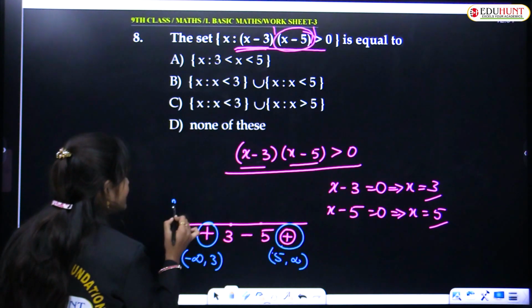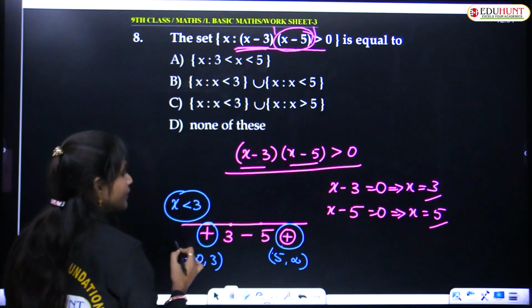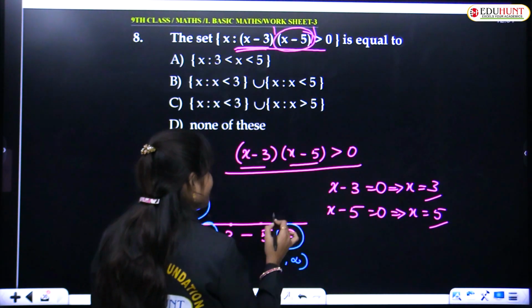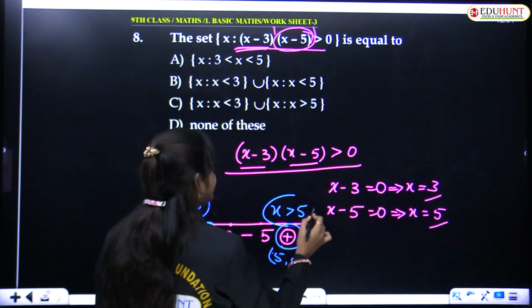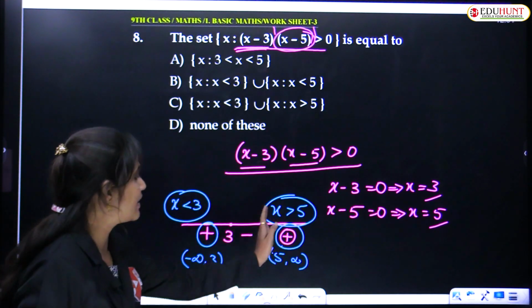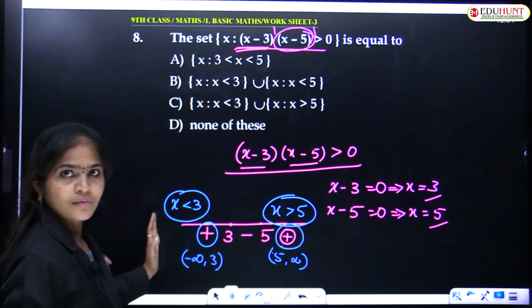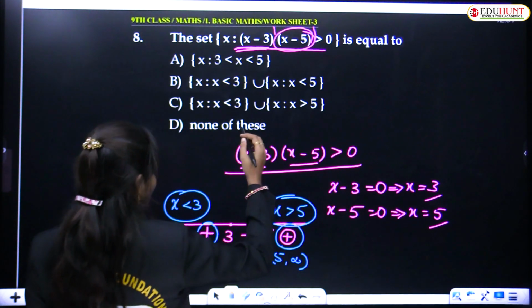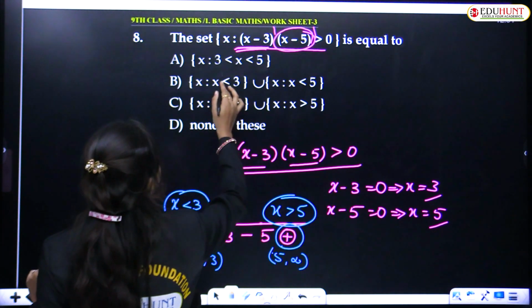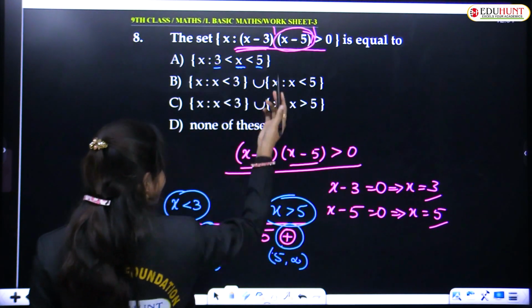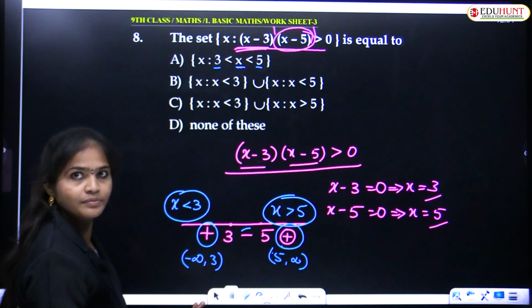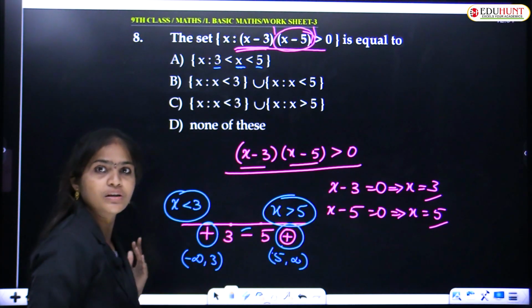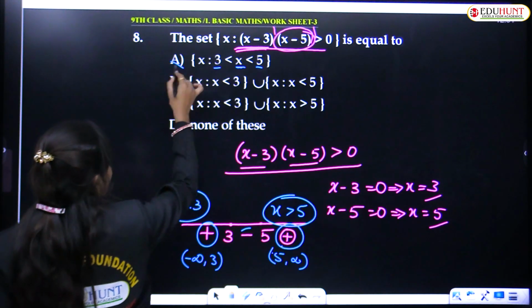So that's why here x is less than 3, and here on the right side of 5, it is greater than. So x is greater than 5 and x is less than 3. Okay, so which option is correct? Yes, x is less than 3, and x is greater than 5. In between 3 and 5, x value is not there. After 5 the x value is there, and before 3 we have the x values. So the first option is wrong.